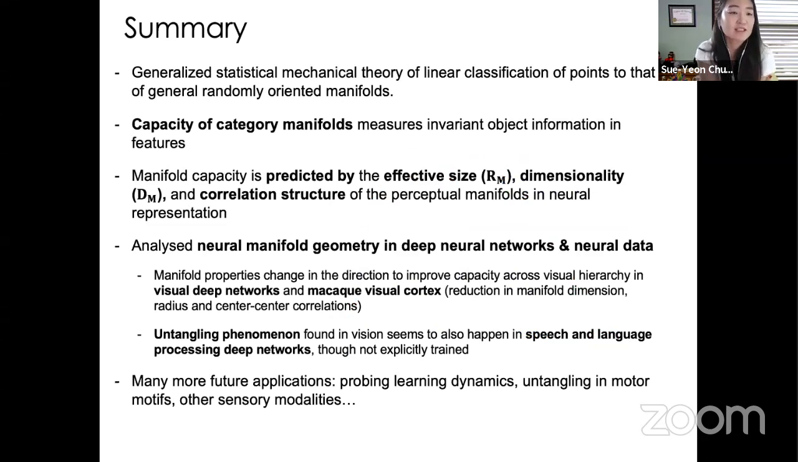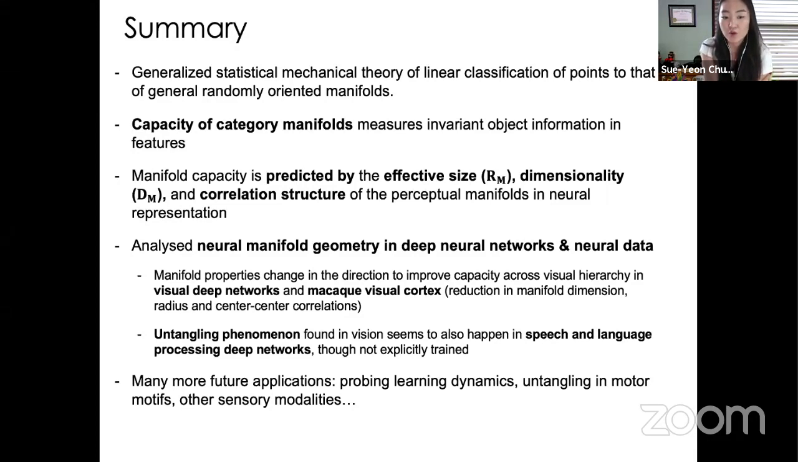So to summarize, we generalize the statistical mechanics theory of linear classification of points to that of general randomly oriented manifolds. And the capacity of category manifolds measures the invariant object information in features. And this is predicted by the effective size, radius, dimensionality, and correlation structure of these perceptual manifolds.